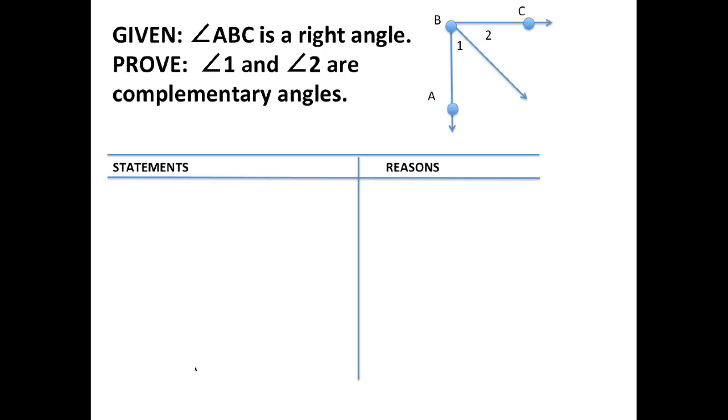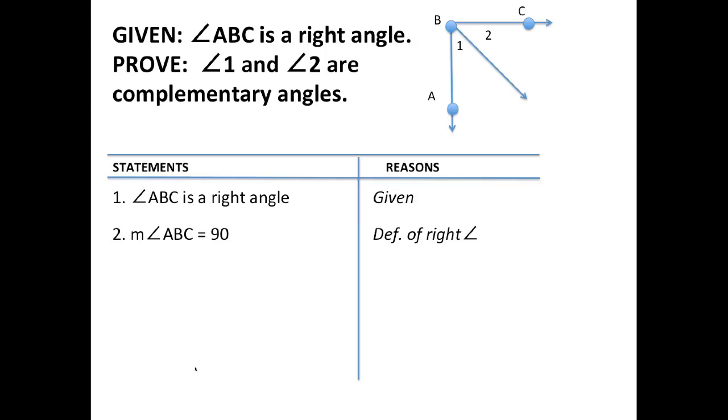First, we can say that angle ABC is a right angle, because we were given this. Second, we know that angle ABC is equal to 90 degrees, because of the definition of a right angle. Third, we know that angle ABC is equal to the measure of angle 1 plus the measure of angle 2, because of the angle addition postulate.